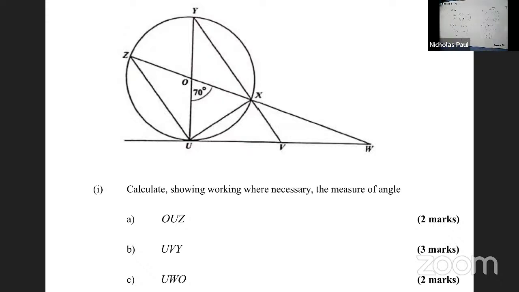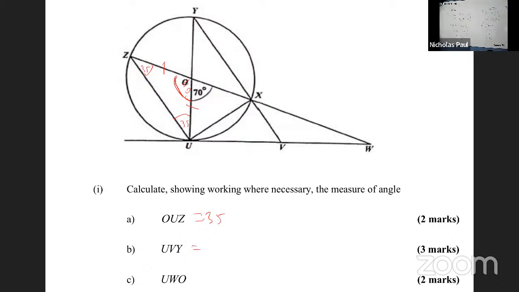All right, so let's take a look at this here. OUZ, that's here. So if here is 70, how much is here? 110, right? And then this triangle is isosceles. So that means here and here equal. So 180 minus 110 is 70, so it means that here is 35. Here is also 35.